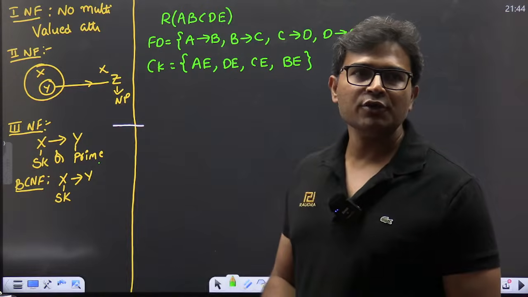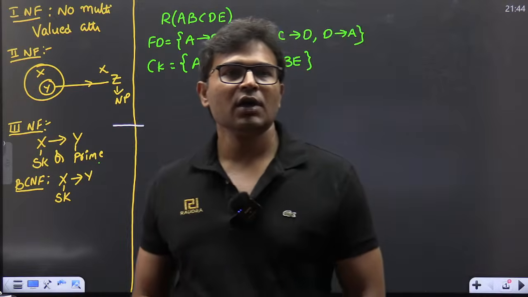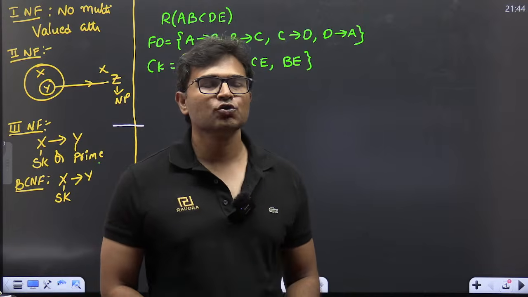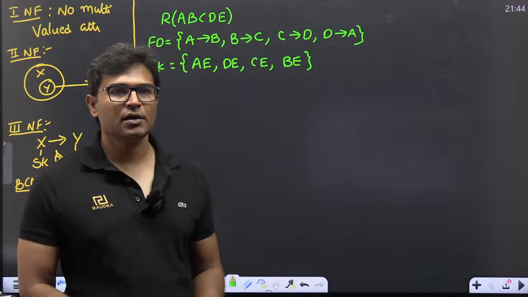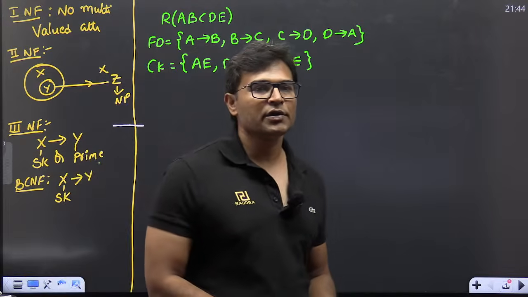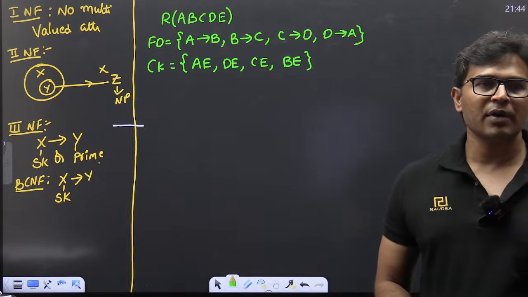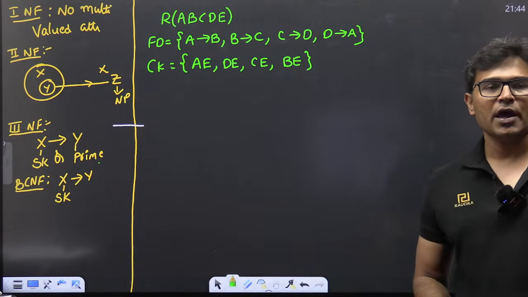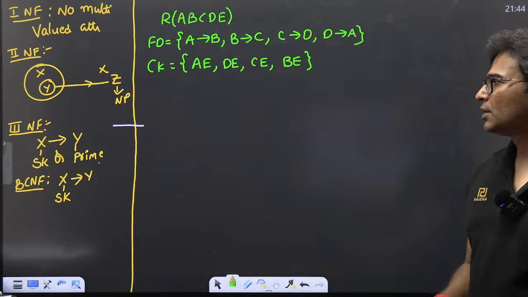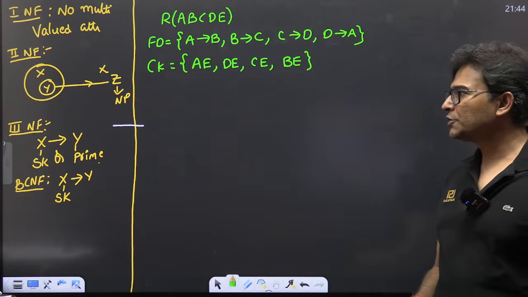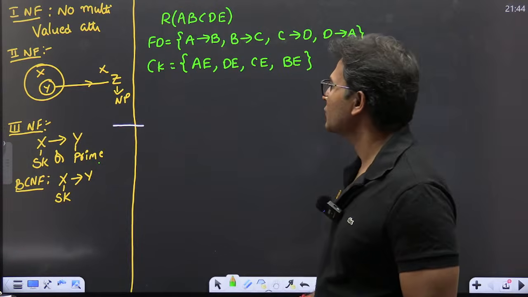Sir, is there any intuition behind the order of redundancy being higher in 2NF than 3NF? Yeah, partial dependencies are not there in 3NF, right? In 3NF, partial dependencies are not there. Along with partial dependencies, the restriction is more. In 3NF, the restriction is more.